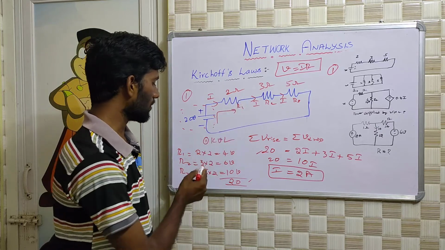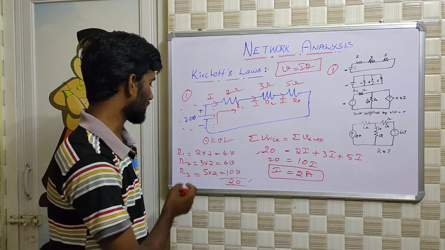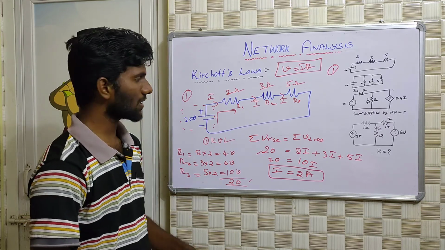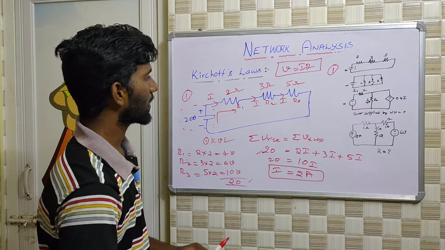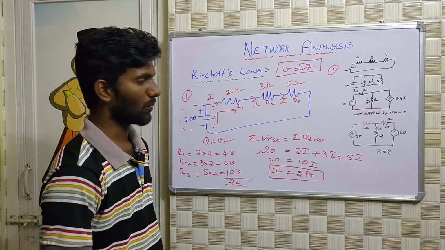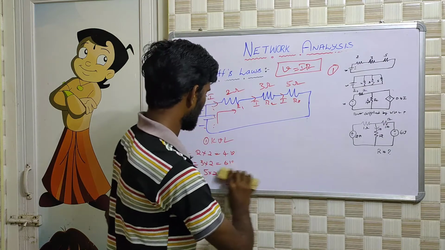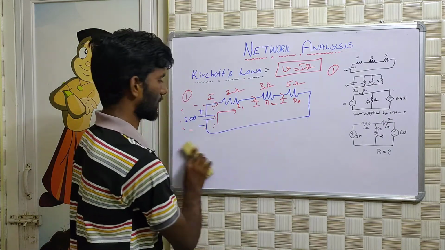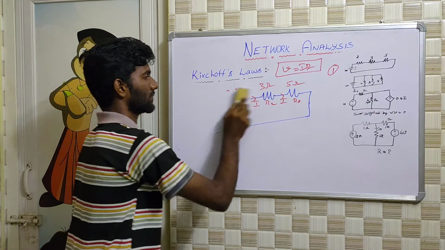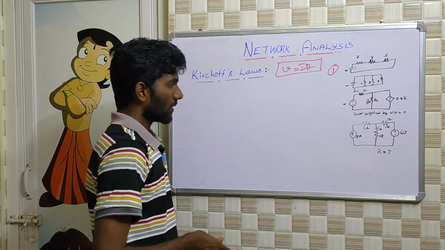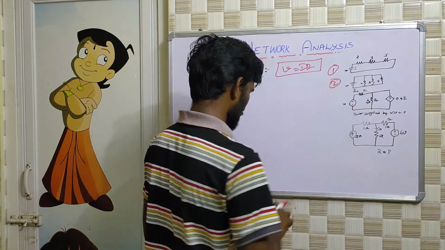Similarly across R2, 3 into 2, 6 volts. Across R3, 5 into 2, 10 volts. So this is an example for KVL. A simple example. Next we will see the second example. I think it is clear for you. So the second example.